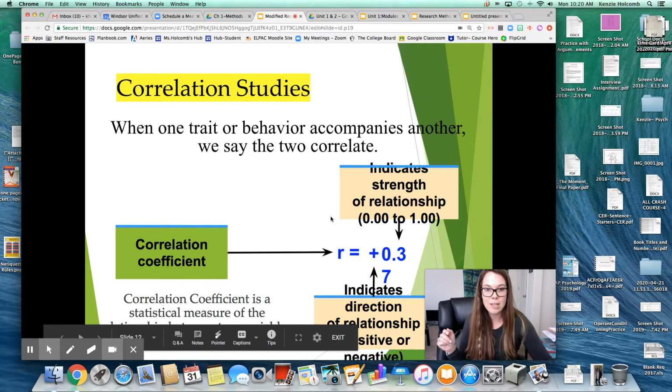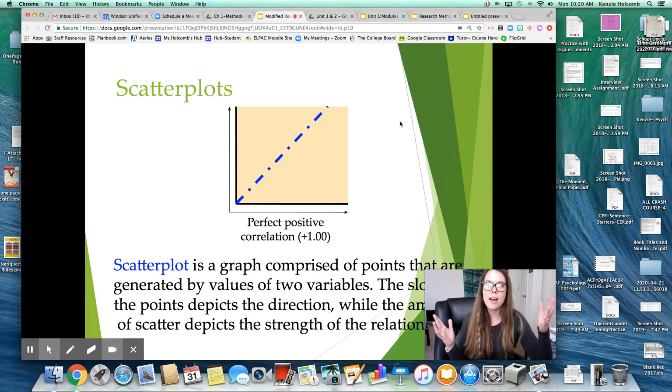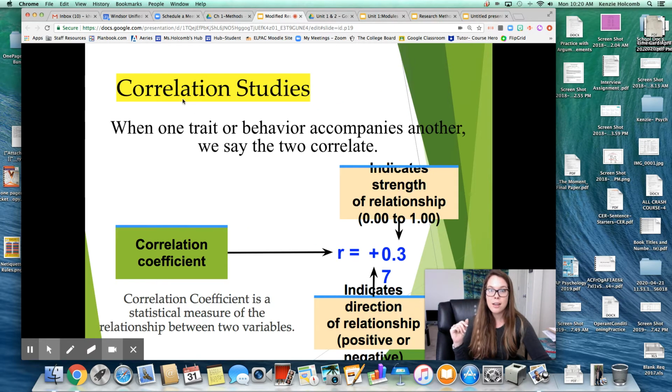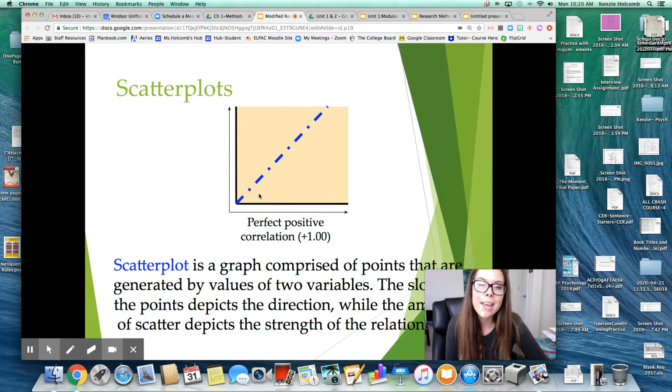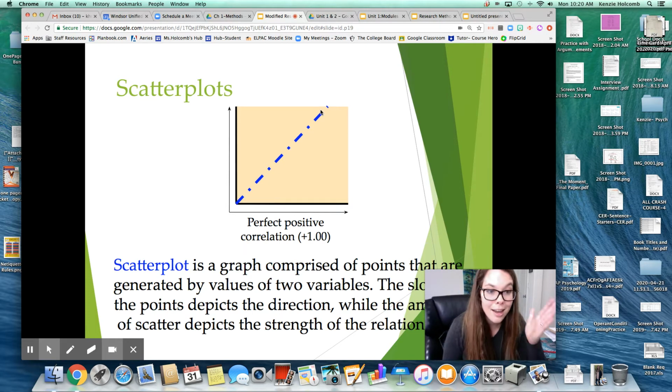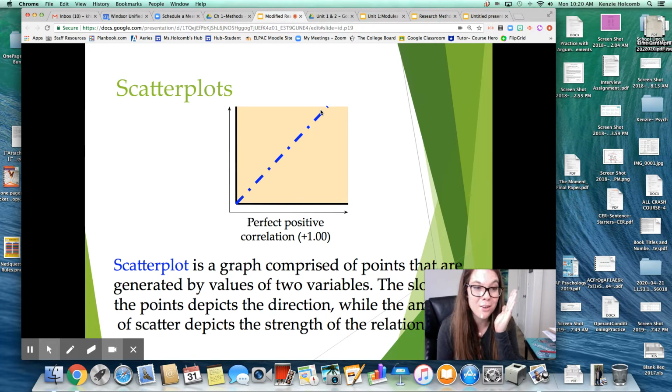So let me show you an example. How we take data for a correlation method is scatterplots. If you can highlight scatterplots, this is how we get information from correlations. This is a picture of a perfect relationship on a scatterplot. So you see here are the data points, right? And if we draw this line, it is a perfect +1 relationship, right?